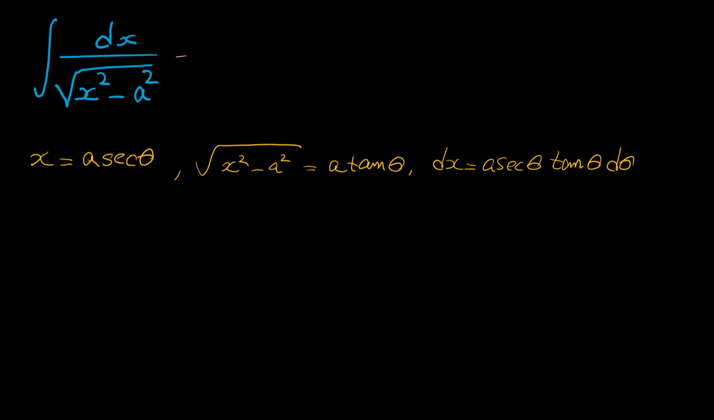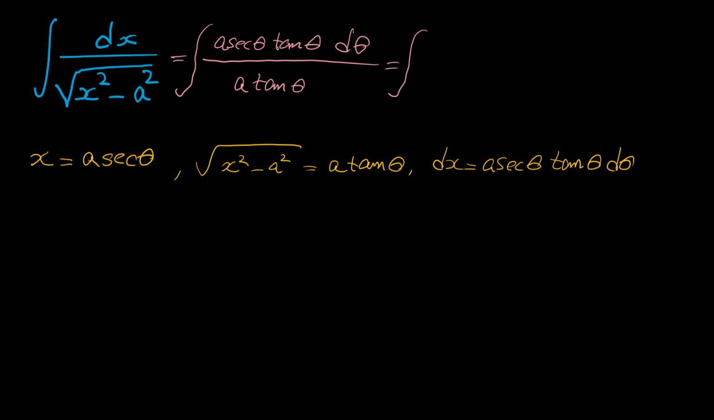So now let's substitute everything in terms of theta. dx is a secant theta tangent theta d theta, and in the denominator the radical is a tangent theta. Tangent with tangent, a with a cancels, and at the end we have only the integral of secant theta d theta. From integral formulas, if you remember, the integral of secant is ln of secant plus tan, plus c.